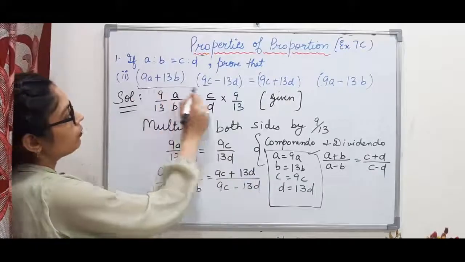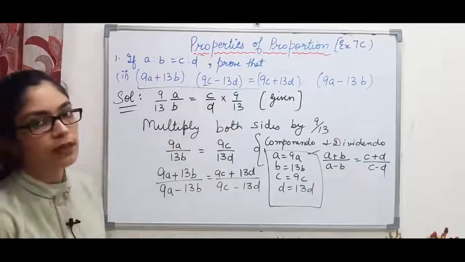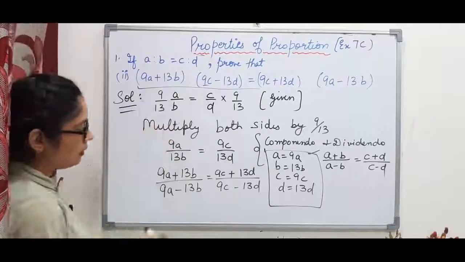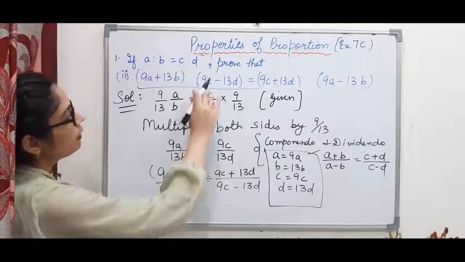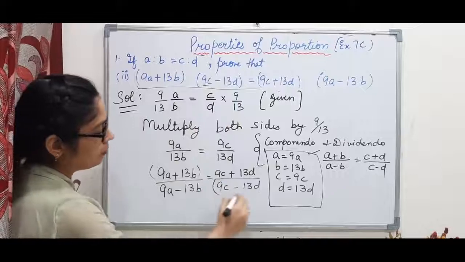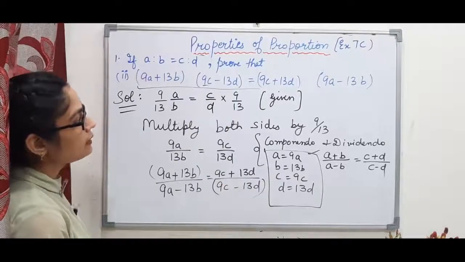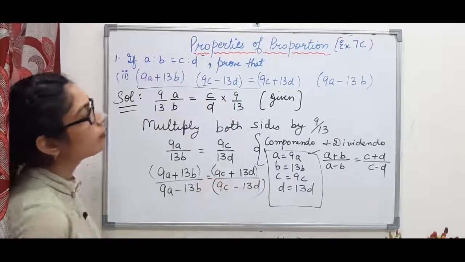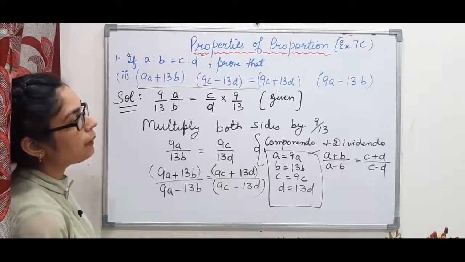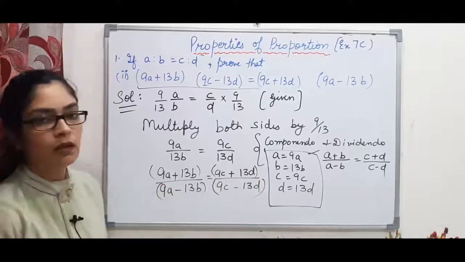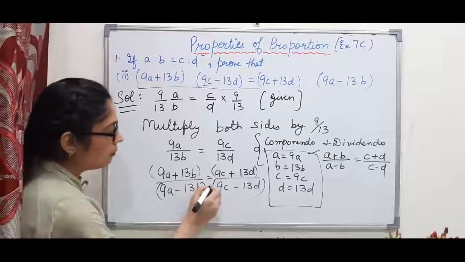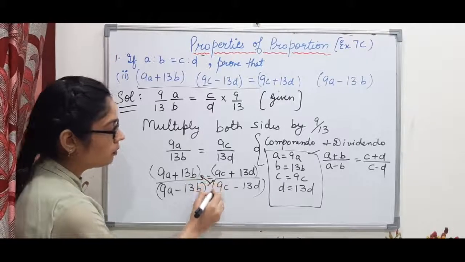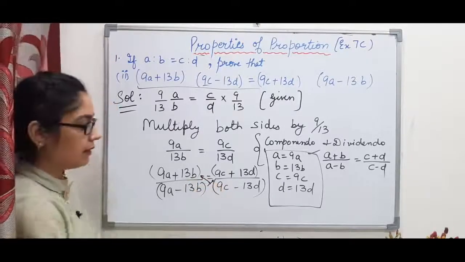Now let's see what we have to prove. The terms we have got are the same: 9a plus 13b, we have got this; 9c minus 13d, this also we have got; 9c plus 13d and 9a minus 13b. But the only thing is that these terms are in the multiplicative form. So we can do cross multiplication here.